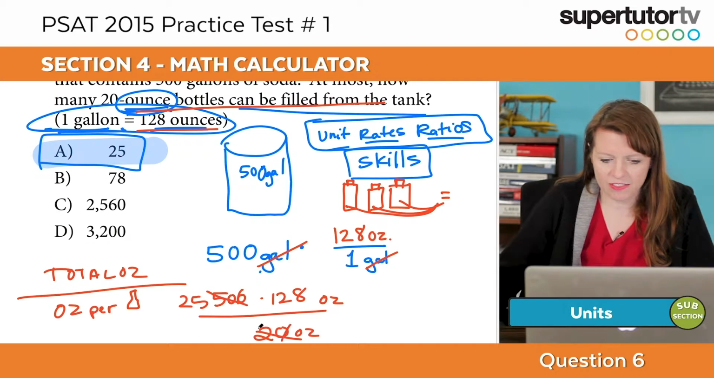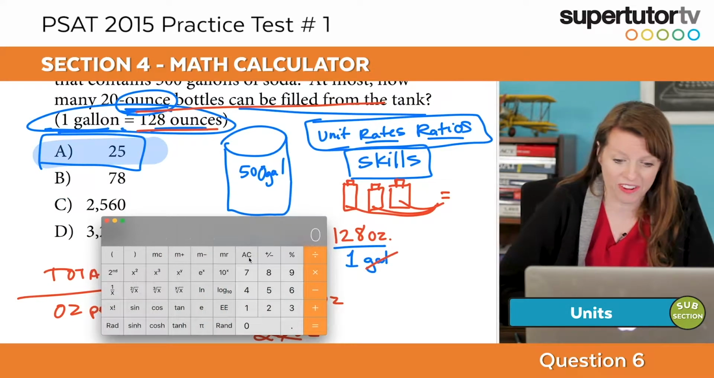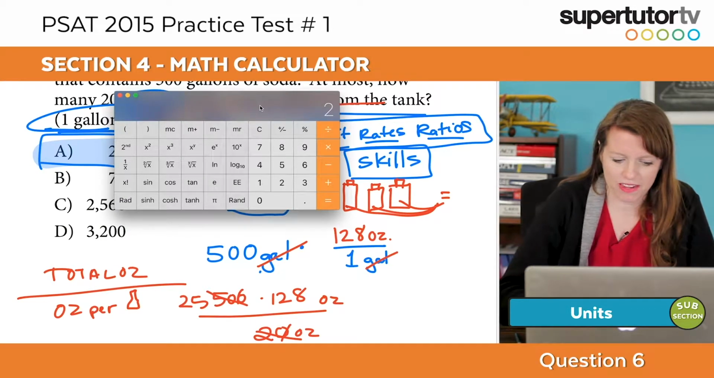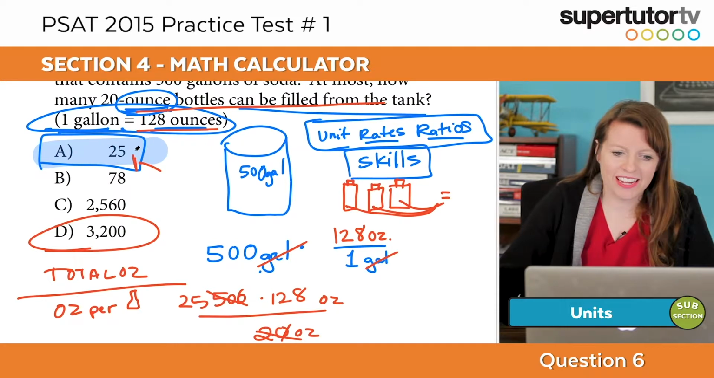If that's easy enough to do, you can do the 0 and 0 cancel, and then 50 divided by 2 is 25. So then we need 25 times 128. I'm going to do that in my calculator. You can also do the whole thing in your calculator, which is totally fine, no shame. I mean, heck, I'm doing part of it in my calculator. I may as well have done the whole thing. 3,200, and it's D. So you can see it's definitely not 25.